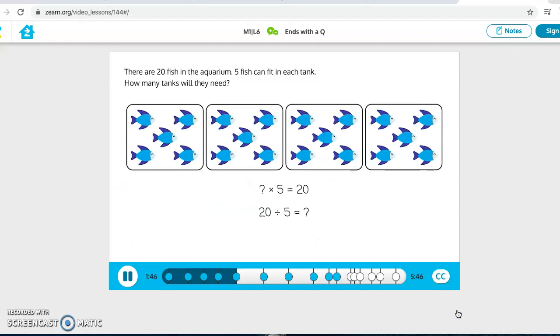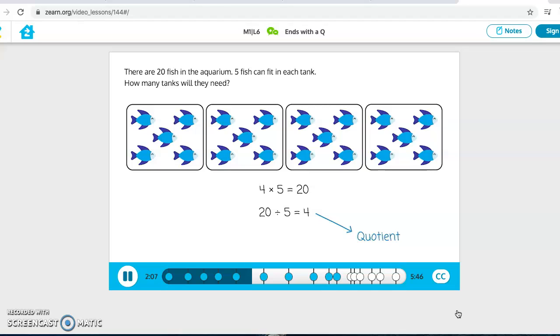We can see in our drawing that 4 groups of 5 equals 20, and 20 divided into groups of 5 equals 4 groups. So our answer is 4, because that's the number of groups, or tanks, we need for all the fish. Another word for the answer to a division sentence is the quotient.